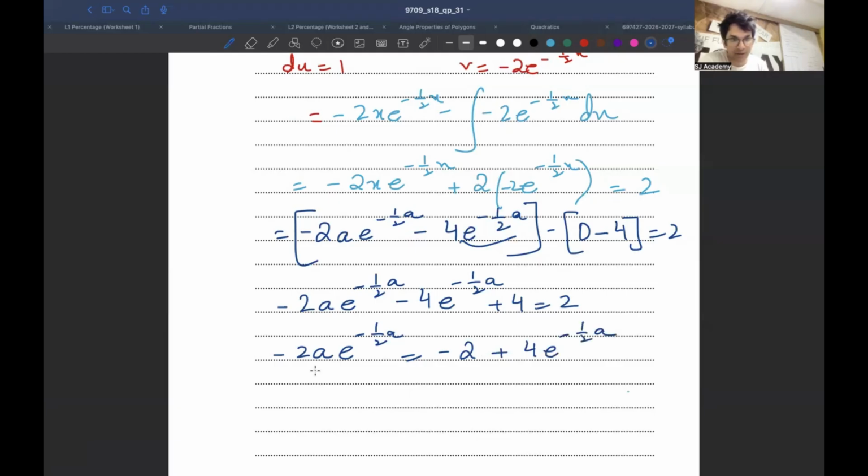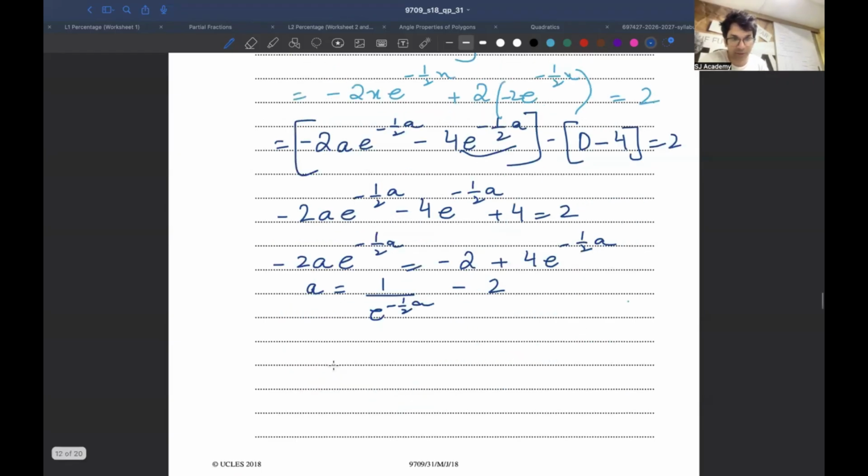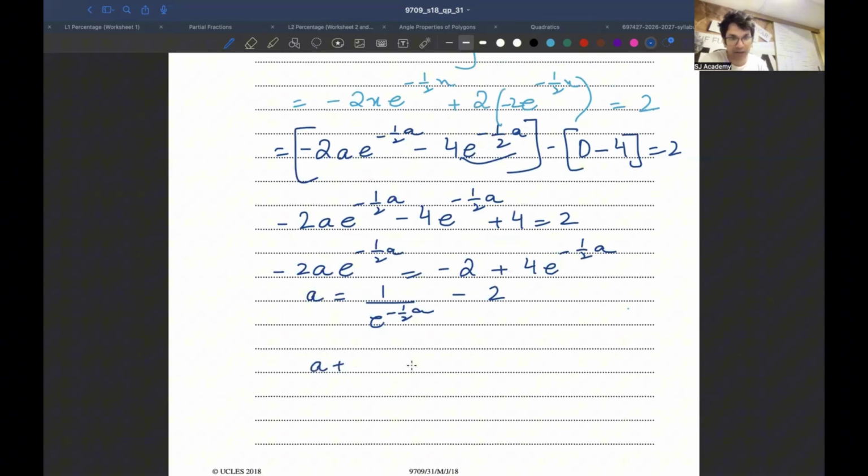Now in the next step, we will divide by minus 2 e power minus half a on the right hand side. So a will be equal to minus 2 and minus 2 will make it a 1 upon, and this will be in the new denominator, minus half a. And then 4 divided by minus 2 will become minus 2, and e power minus half a and e power minus half a will cancel. Now taking minus 2 on the left hand side, we'll get a plus 2, and we can bring this in the numerator, and that will become e power minus half a.